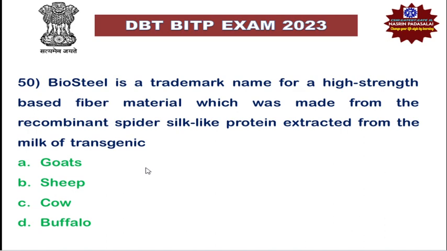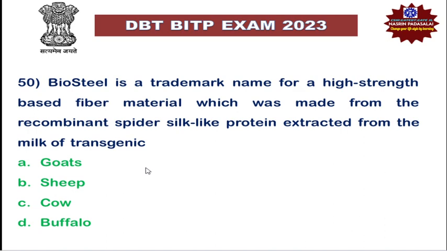The last question is, BioSteel is a trademark name for a high strength fiber material which was made from recombinant spider silk-like protein extracted from the milk of transgenic goat. The goat is called a spider goat. You all know a spider has the capacity to produce a web, and it also has the capacity to produce silk-like protein. The silk-like protein produced by the spider has a high tensile strength when you compare it with the silk produced by Bombyx mori.